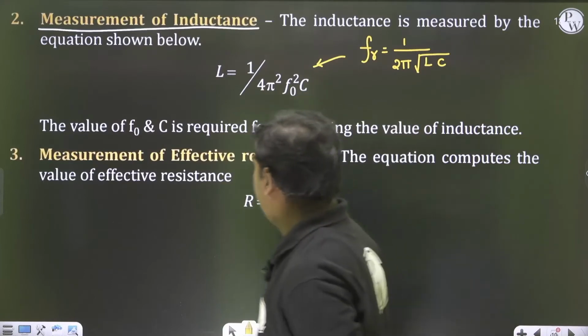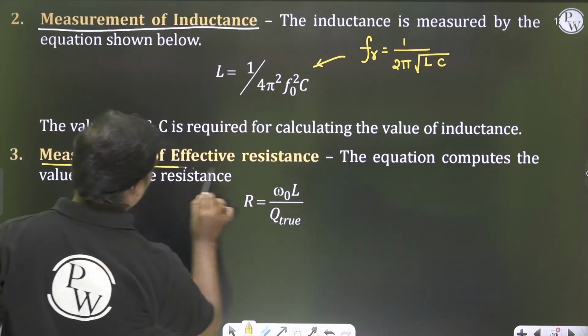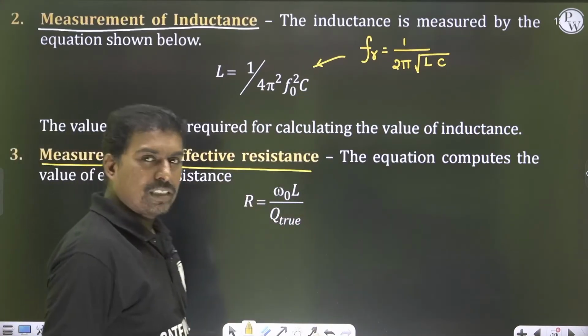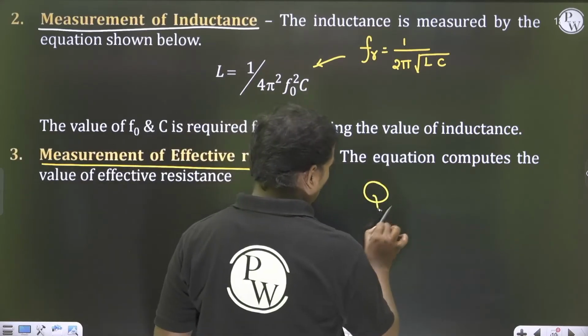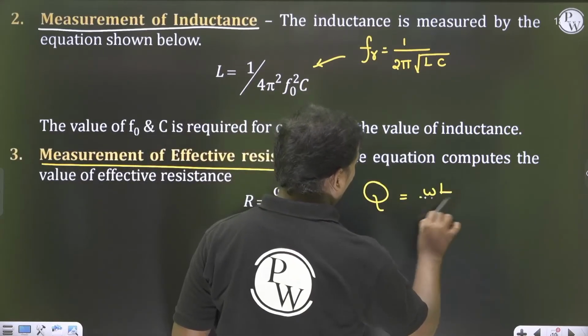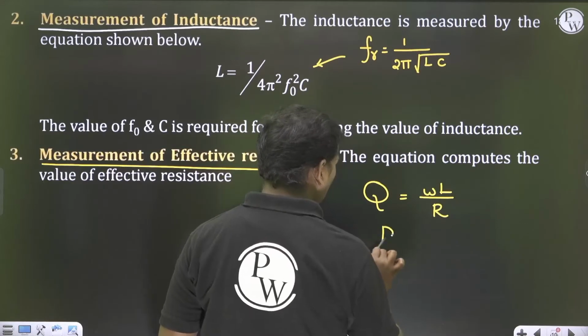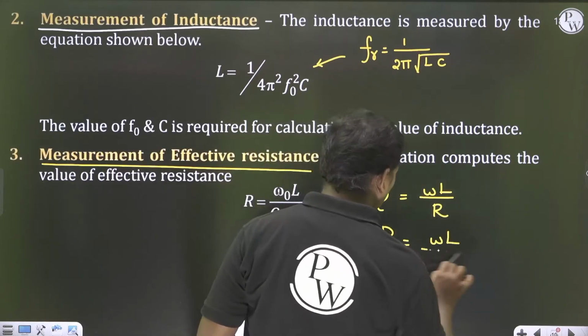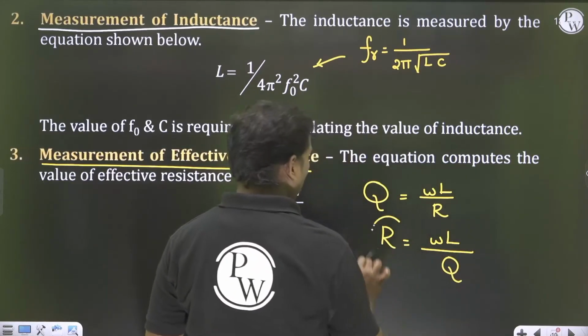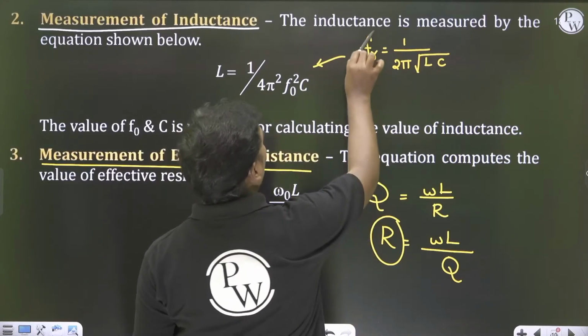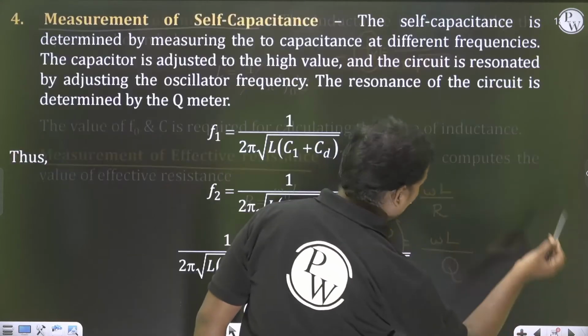Next, measurement of effective resistance. The formula is Q value equals omega L by R. Once you get the Q factor, you can get the R value as omega L by Q. So I got the resistance of the coil, I got the resonant frequency, and I got the Q factor.